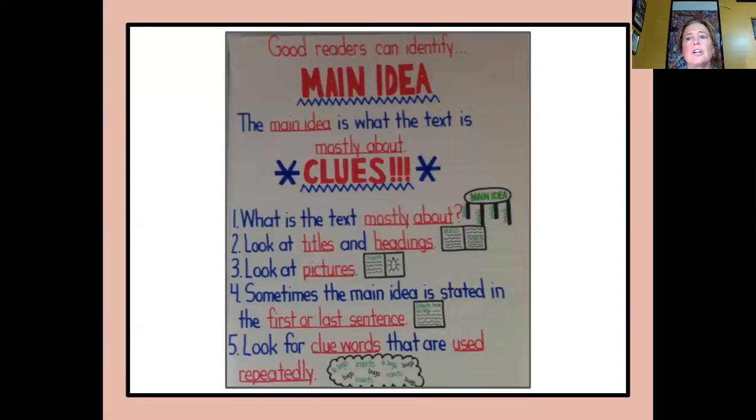Let's review our anchor chart first. The main idea is what the text is mostly about. There are many clues that we can look for to help us find the main idea. First thing that we need to think about is what is the text mostly about? Then we can also look at titles and headings. We can look at pictures. And sometimes the main idea is stated in the first or last sentence.